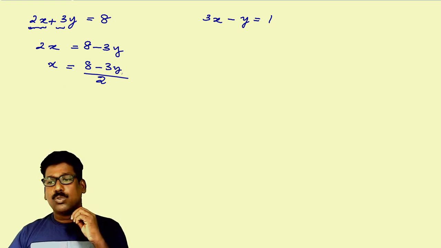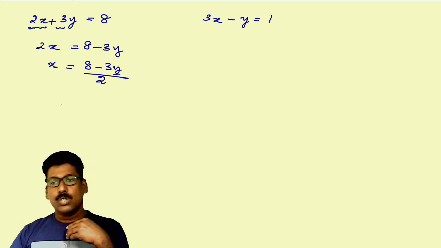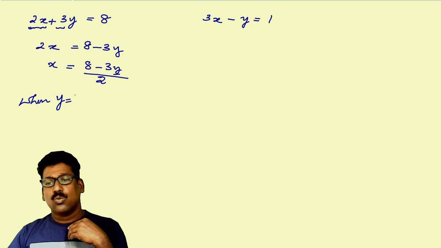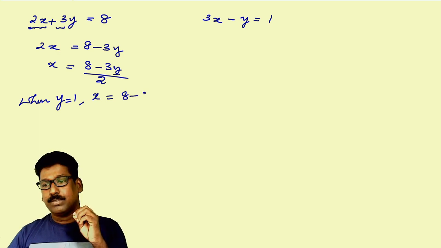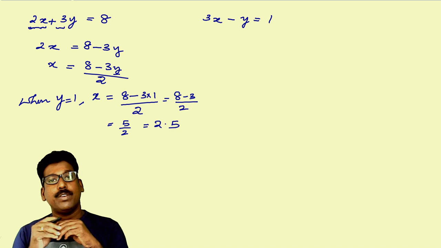Now you have to substitute some values for y. The corresponding values of x you will get. So next step you can write it as: when y is equal to 1, what will be the value of x? x you can write as 8 minus 3y, that is 3 into 1, by 2. That is 8 minus 3 by 2, which is equal to 5 by 2, that is 2.5. So when y is equal to 1, x will be 2.5.